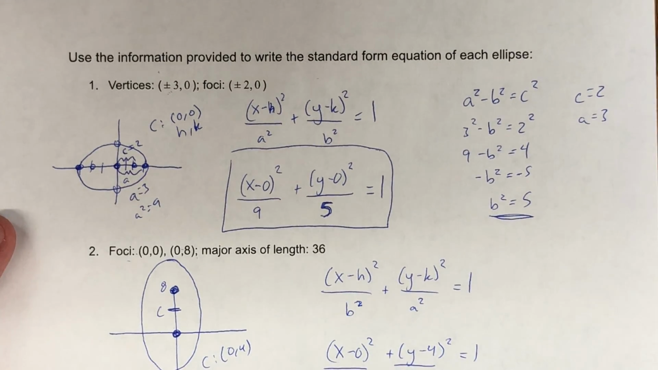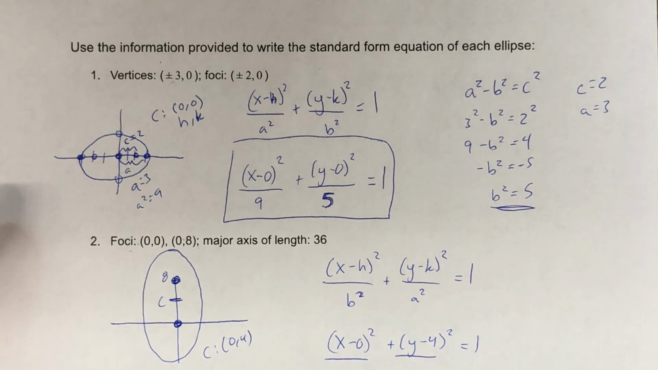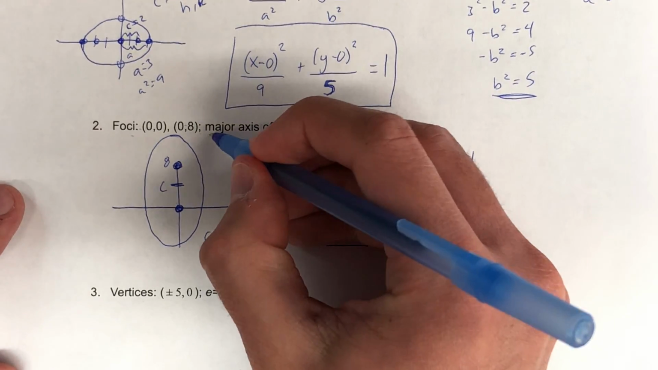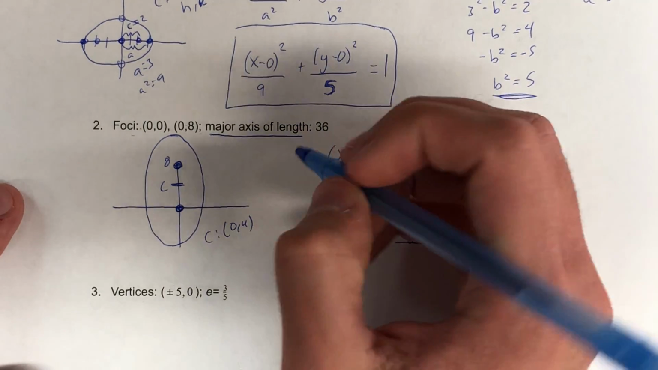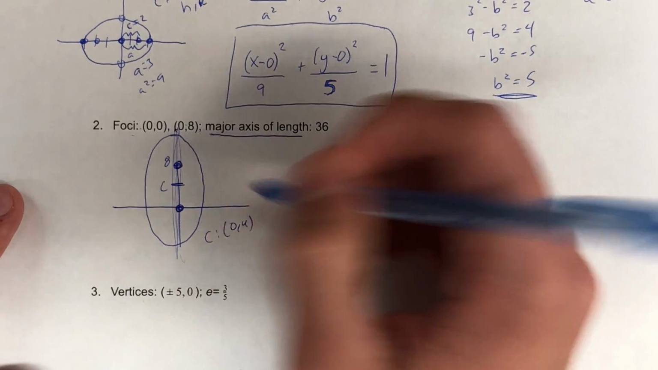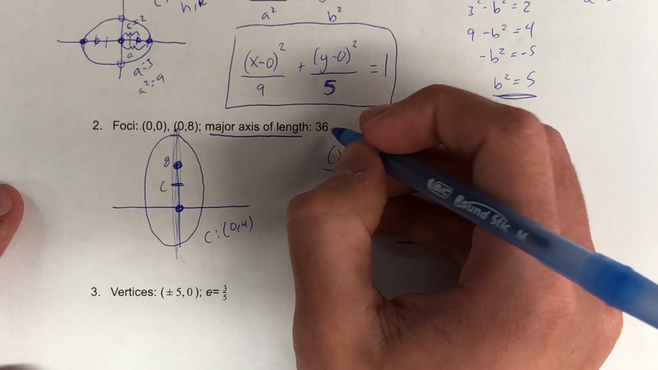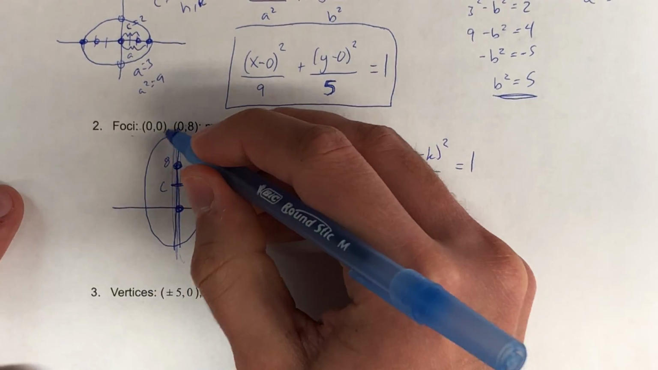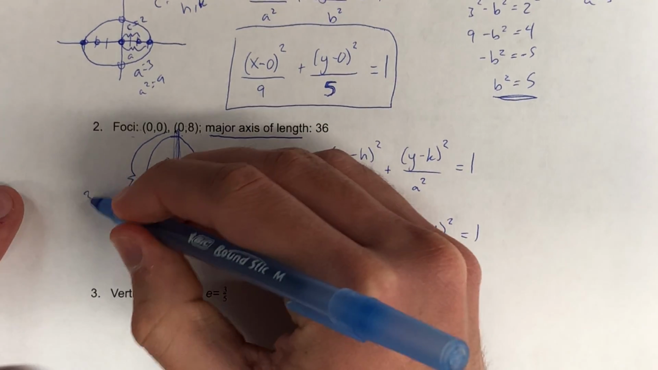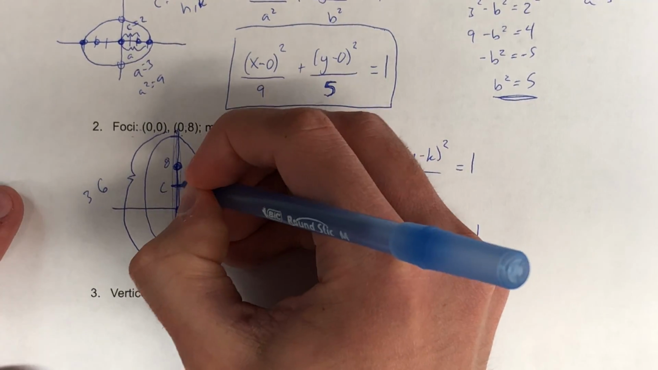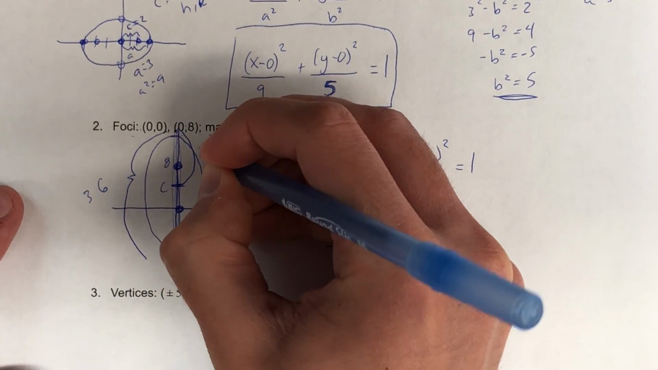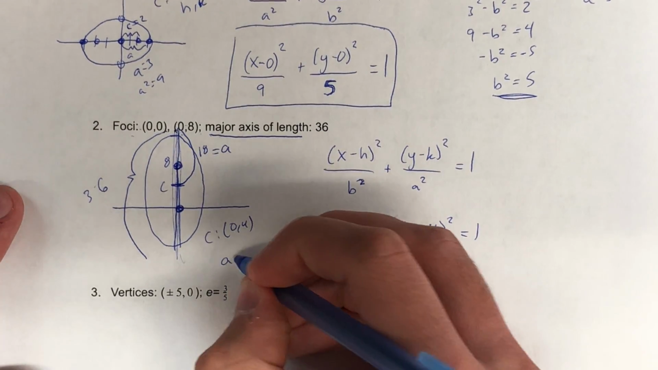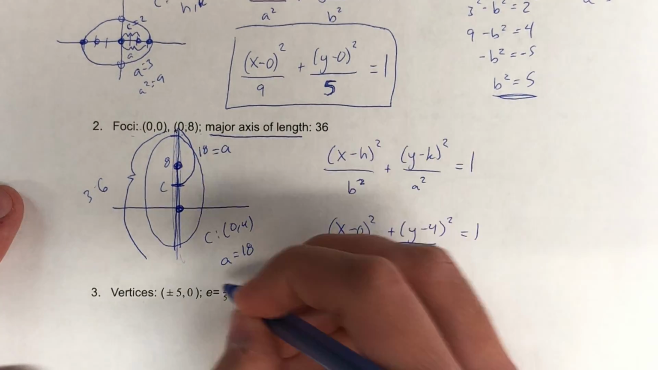So we need a squared and b squared. We're told the major axis has a length of 36. The major axis is the longer of the two, so that's going to be our vertical, since it's a vertical ellipse, and it has a length of 36. That means the whole thing has a length of 36, so halfway would be half that, or 18. And that's going to be our A value. Our A value will be 18.